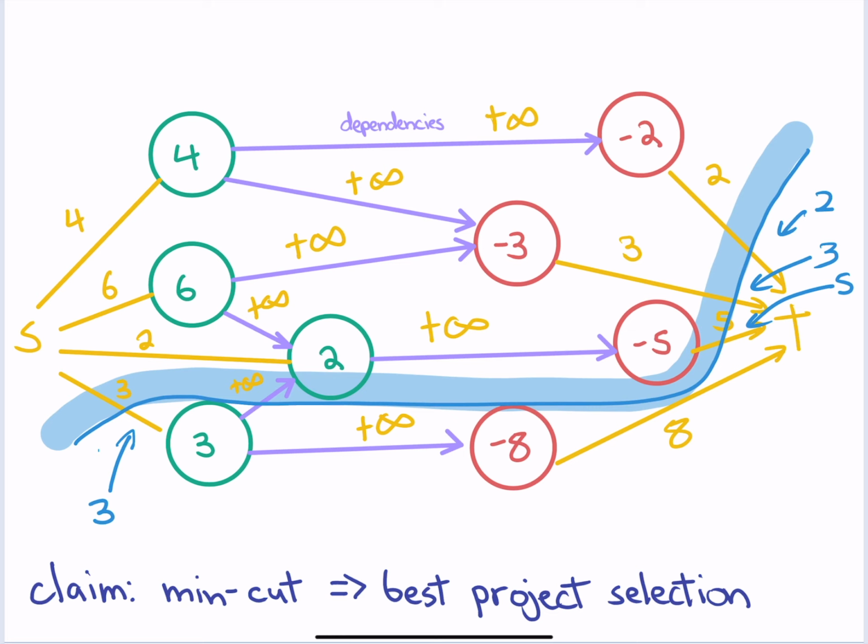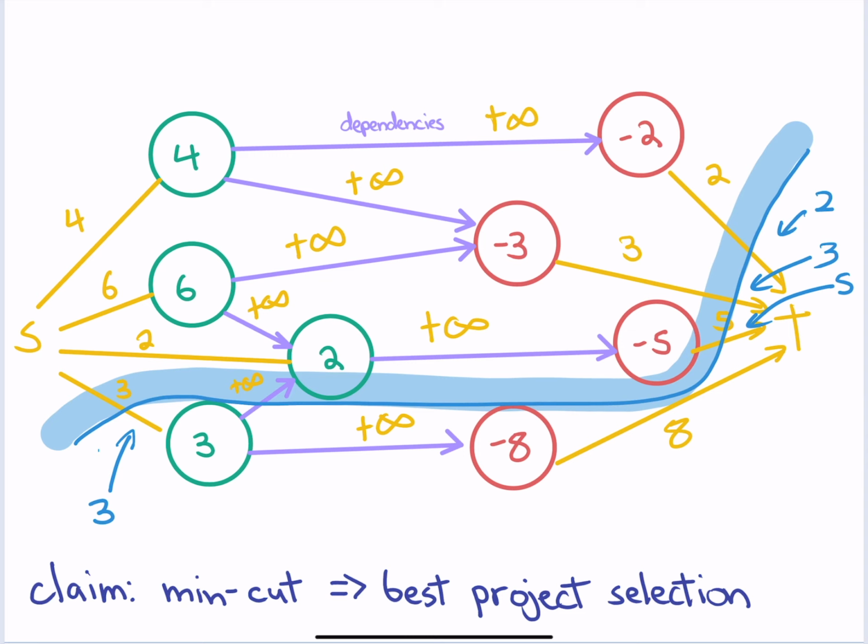Okay, so two more things to point out. When I'm worrying about the edges that are being cut, I'm only worried about the edges that go from the source side to the sink side. It is true that there is a purple line going from 3 to 2 that goes across the blue line, but that's going from the sink side to the source side, so it doesn't count as part of the cut.